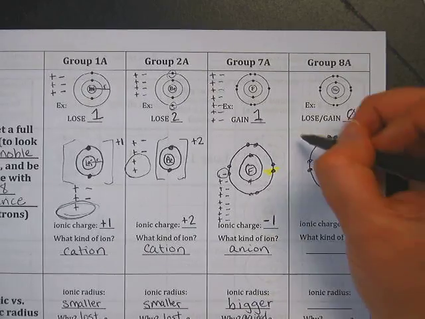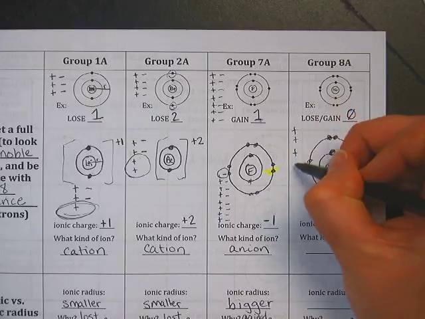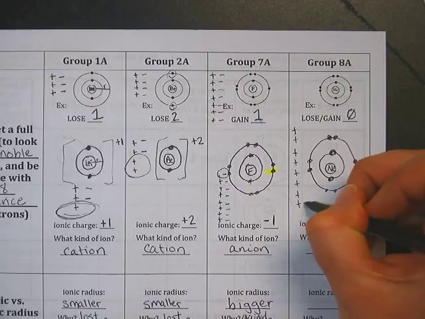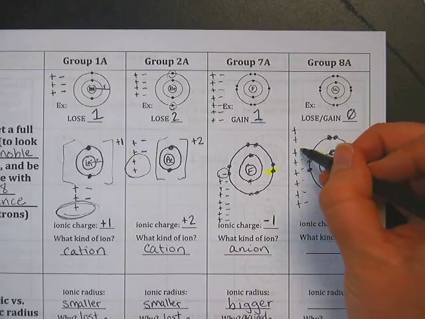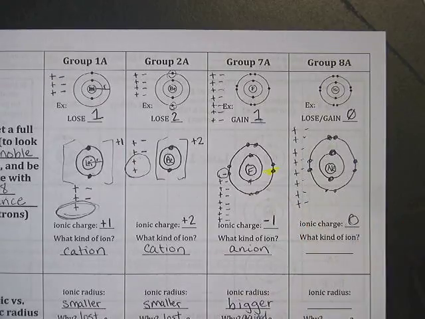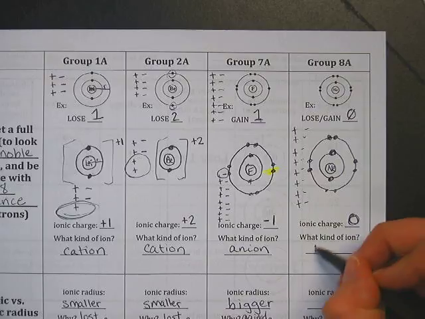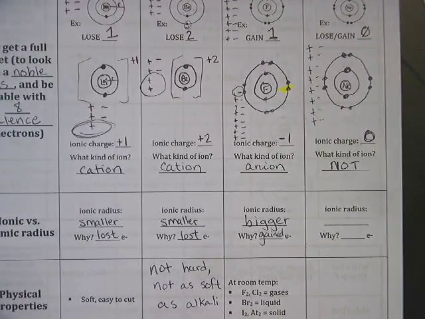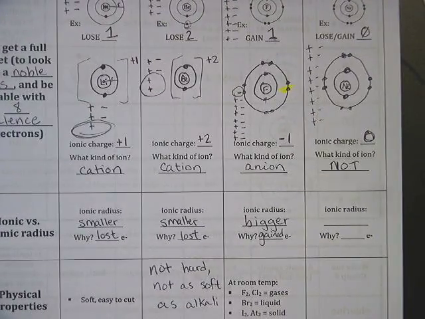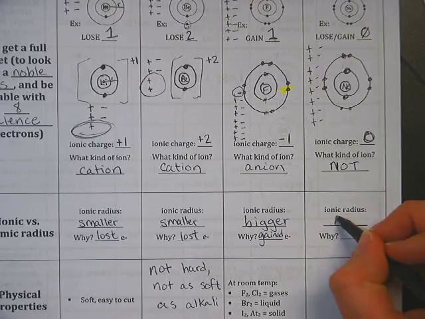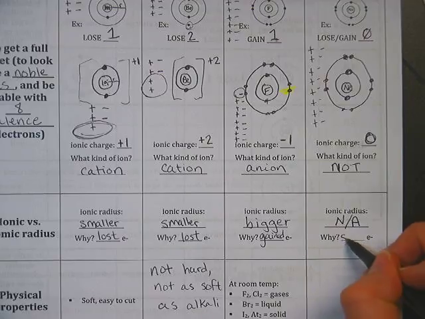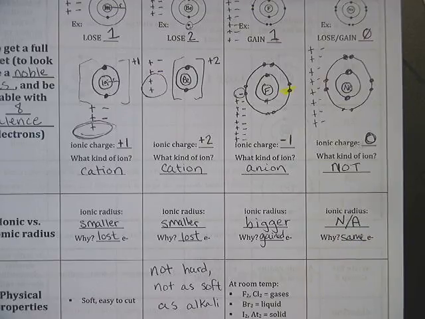Neon has 8 protons. 1, 2, 3, 4, 5, 6, 7. And neon has 8 electrons. So the charge is 0, and it is not an ion, which means the ionic radius doesn't exist because it has the same number of electrons.